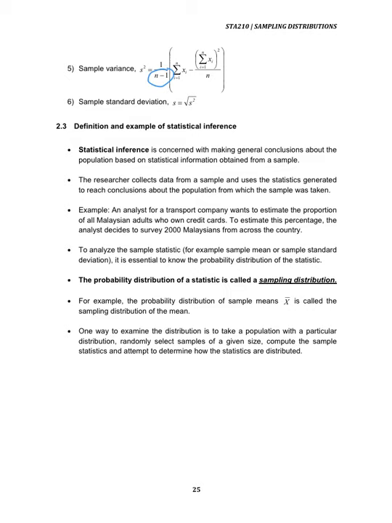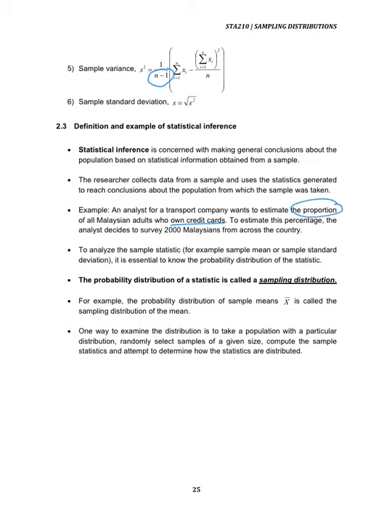Okay, look at the example. An analyst for a transport company wants to estimate the proportion of all Malaysian adults who own a credit card. So dia nak estimate proportion yang ada credit card. To estimate this percentage, the analyst decides to survey 2,000 Malaysians from across the country. Population Malaysia ada berapa juta? 30 something, right? So we just want to survey or select 2,000 Malaysians that have a credit card.